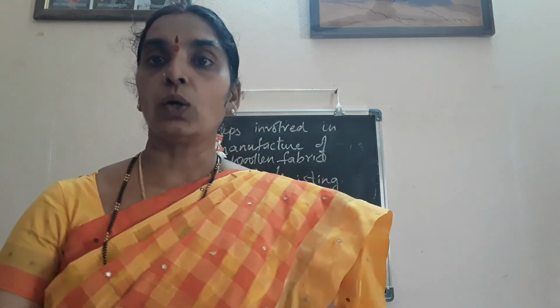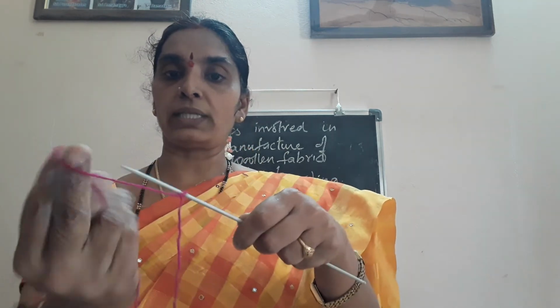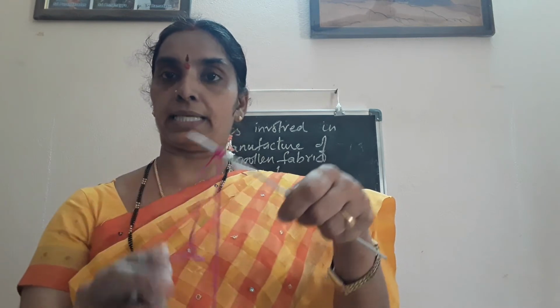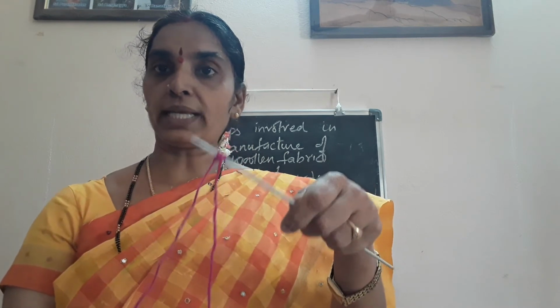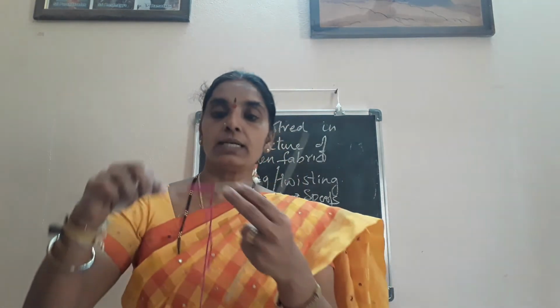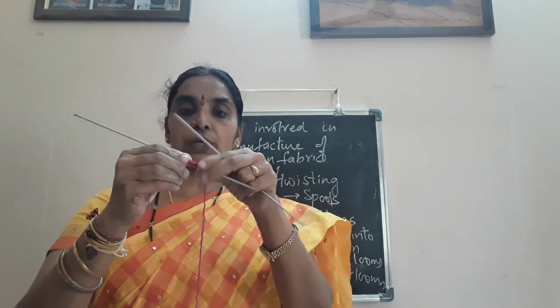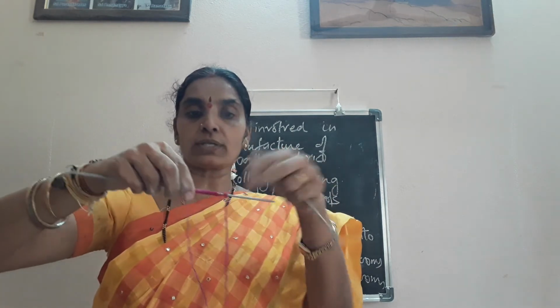Okay, children? So with this is the wool. I am using the needles. First, I'll put the knots over the single needle like this. Knots are being made over the needle like this. Okay, children? Later, after the knots are made, I am showing you how the knitting process is done.